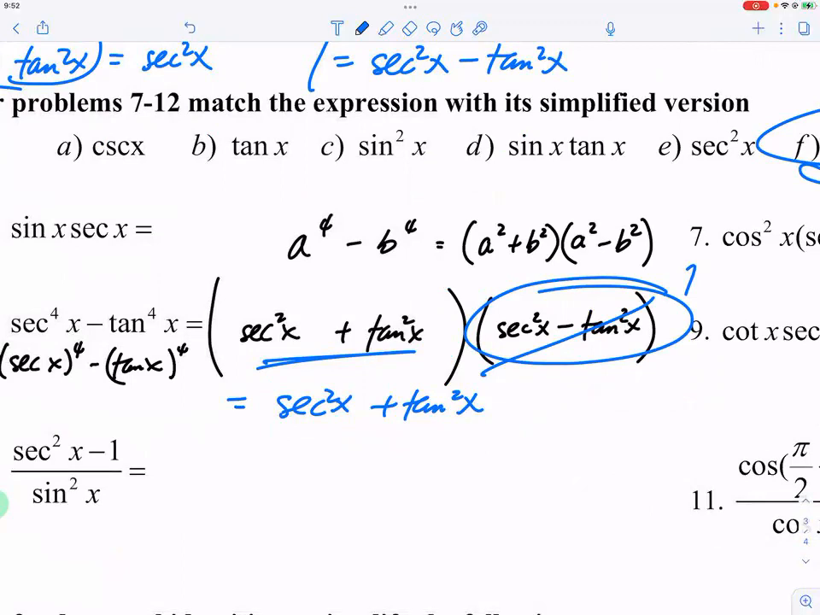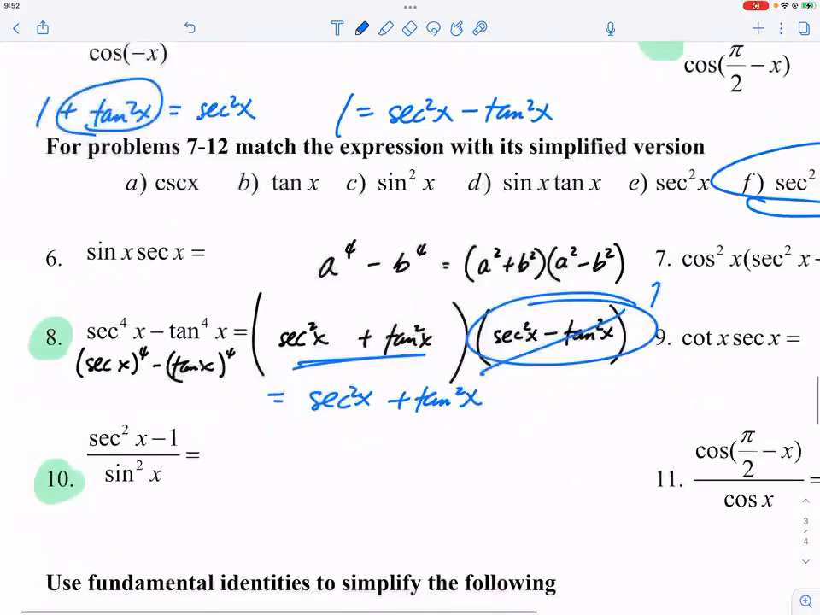Yeah, can't do anything more. We'll just take that as our answer. Okay.